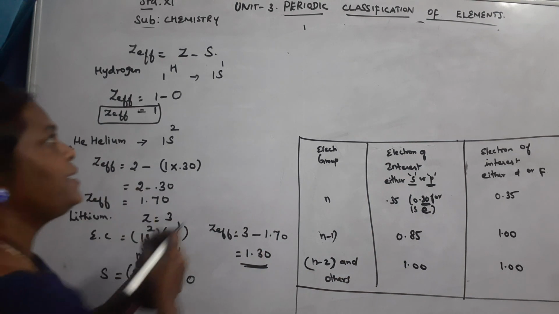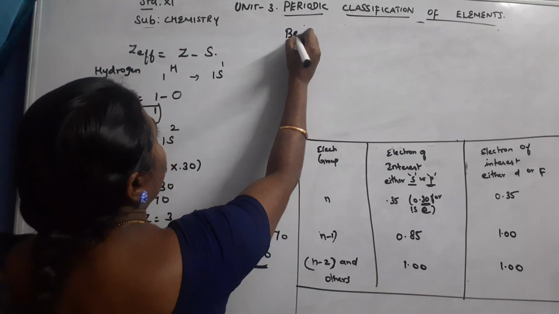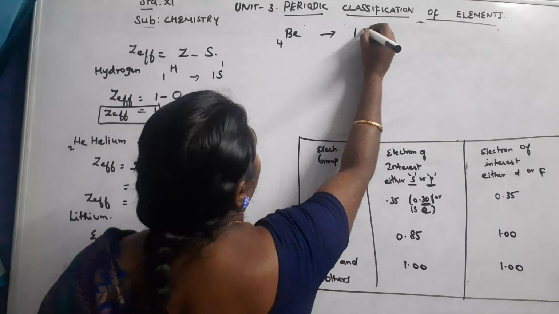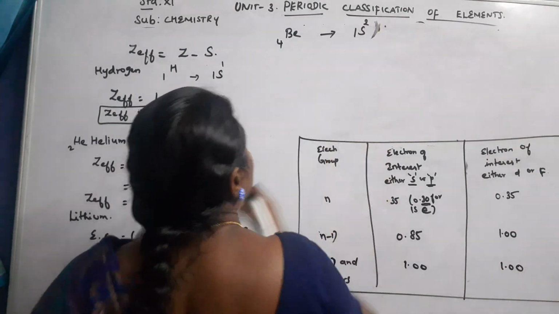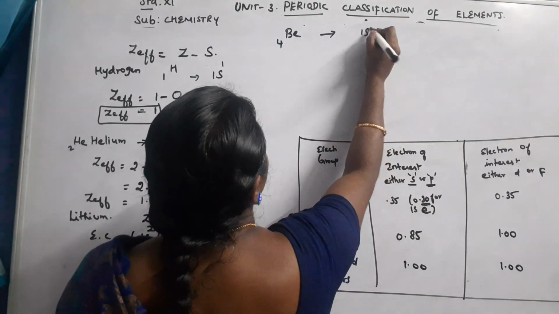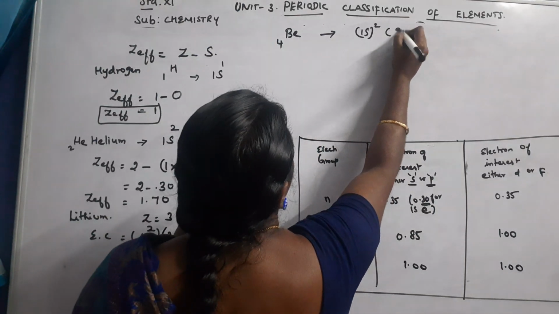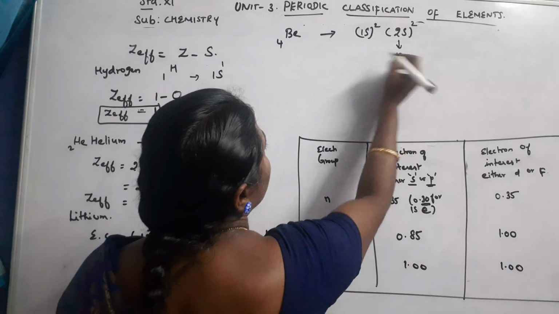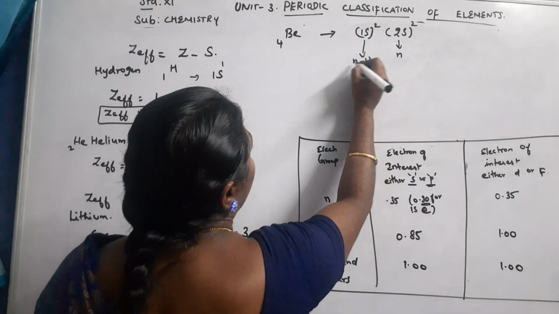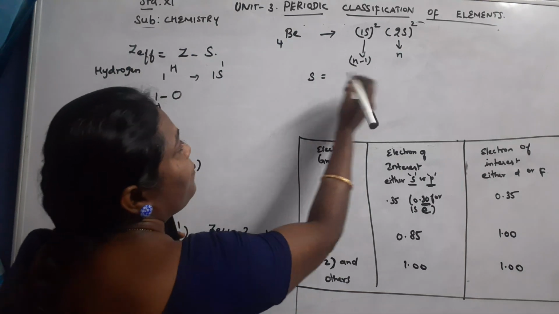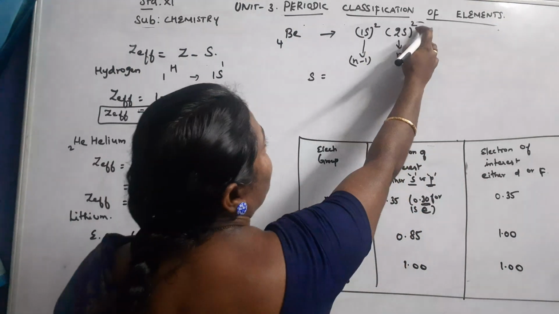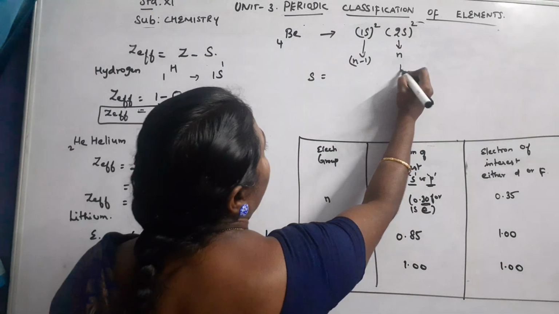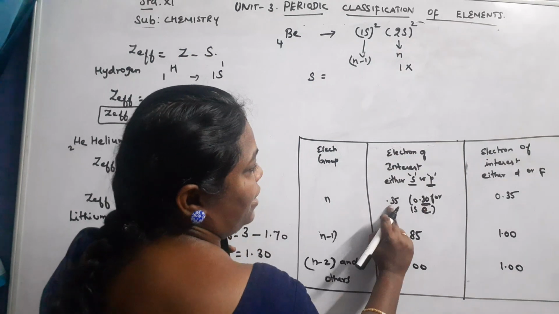Now let us calculate for beryllium. What's the atomic number for beryllium? 4. So how can we write the electronic configuration for beryllium? Let us group first 1s2, then 2s2. 1s2, 2s2. This corresponds to the nth shell, and this corresponds to n minus 1. So S equals, how many electrons are here? 2. We are calculating for 1 electron, and the remaining 1 electron contributes to the shielding effect. Therefore 1 into, for the nth shell, 0.35.